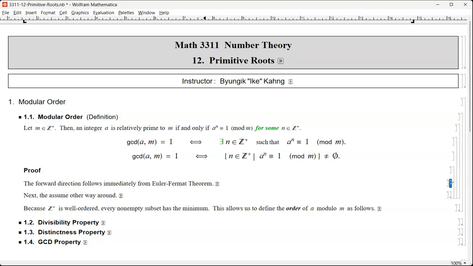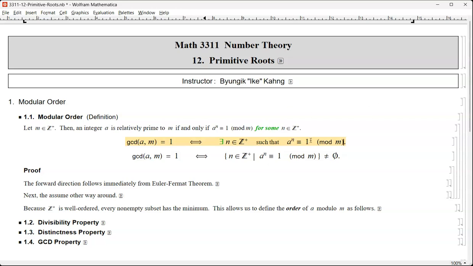Now, how about the other direction? Let's assume such n exists so that a to the nth power is congruent to 1 mod m, and then let's prove the GCD is 1. How do you prove a GCD is 1? One way to do that is to get this Bezout's linear combination expression: a times some integer plus m times another integer adds up to 1.